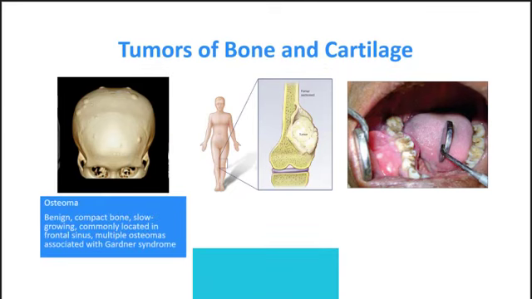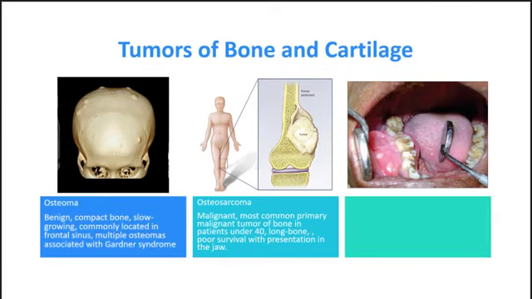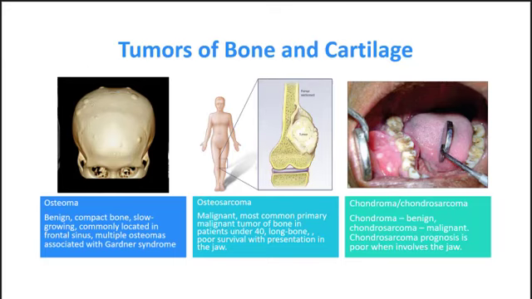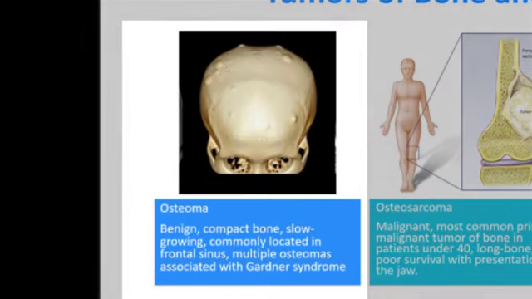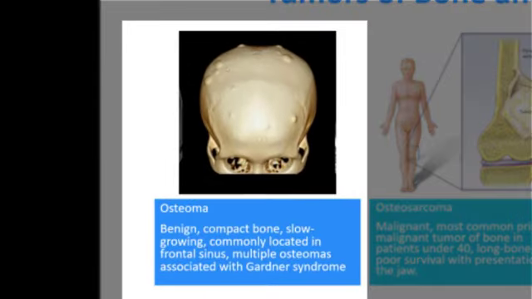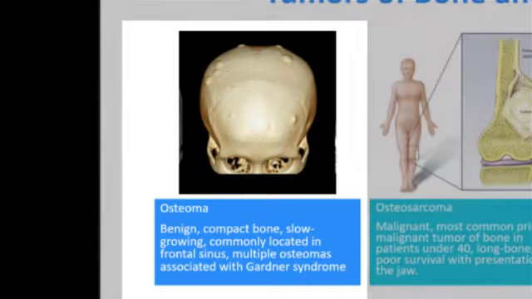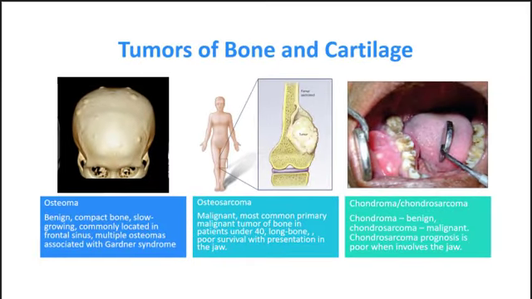And we're going to talk about a few broad terms regarding tumors of bone and cartilage. An osteoma refers to a benign, compact bone lesion. These are slow growing, and often appear in the frontal sinus area, although I didn't put a picture of that in this slide. They are usually in the frontal sinus area. Multiple osteomas are associated with Gardner syndrome, which we learned in a previous lecture.